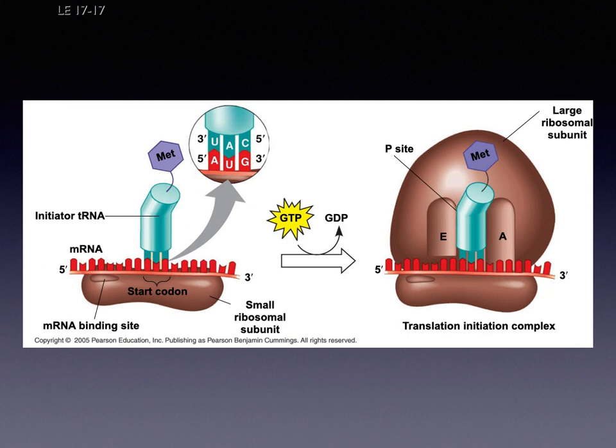And there's a picture. There's your small piece, the small brown piece. Your mRNA is the red. Your tRNA is the bent firecracker with methionine on the top, because that is the start codon. Then the big piece comes down and fits in.